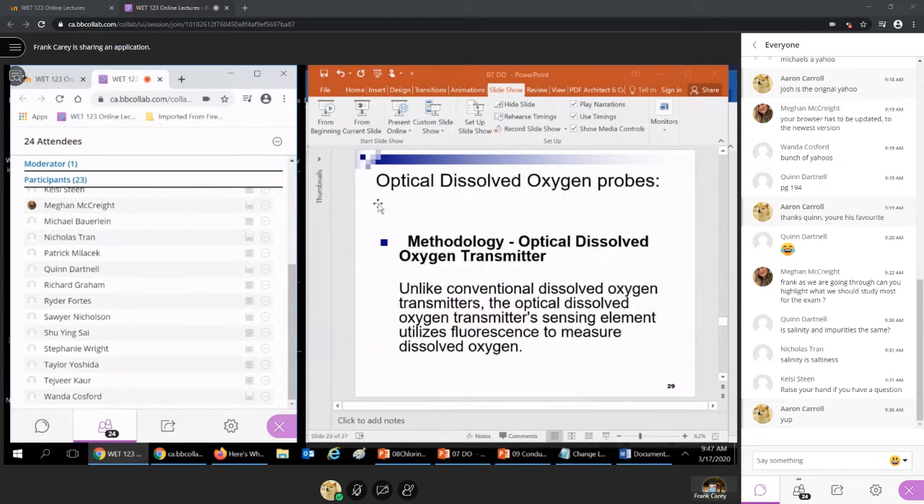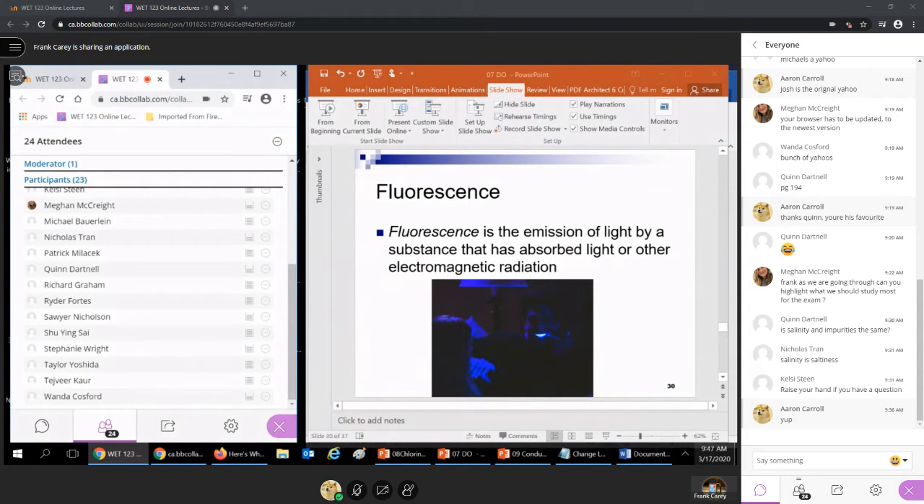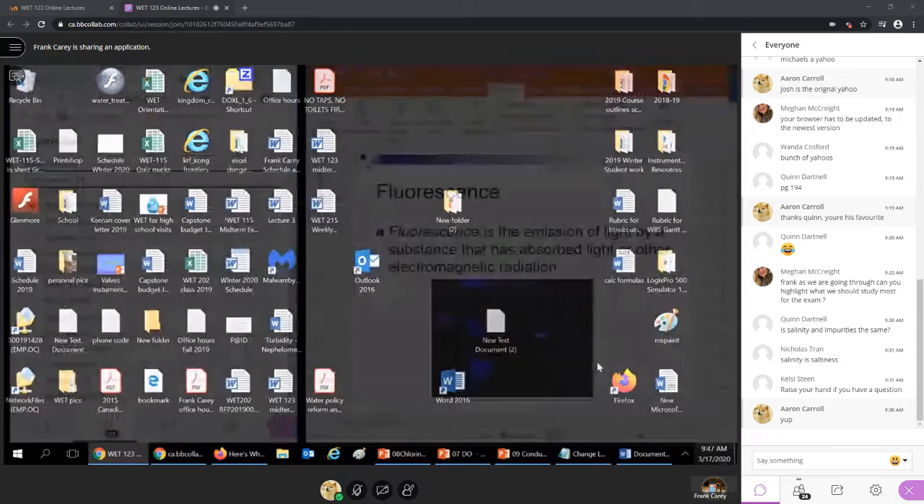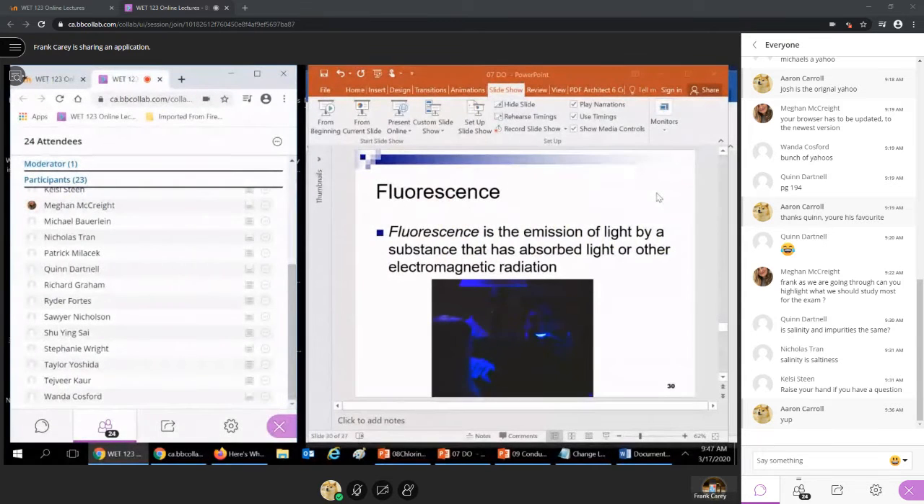So I'm going to talk about how it works. Basically, it uses fluorescence to measure the amount of oxygen. This is, of course, the emission of light by a substance. As electrons are excited in the orbits, they'll jump to a higher level, and then when they fall back to their normal level, they quite often emit a photon.